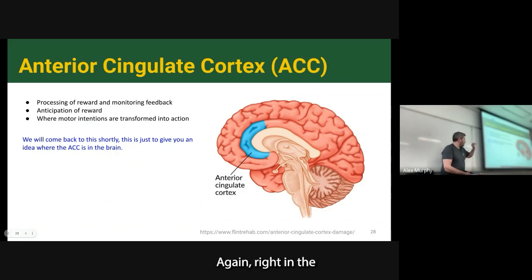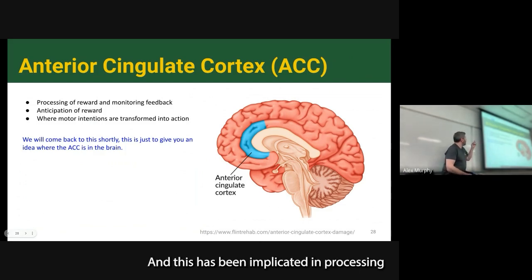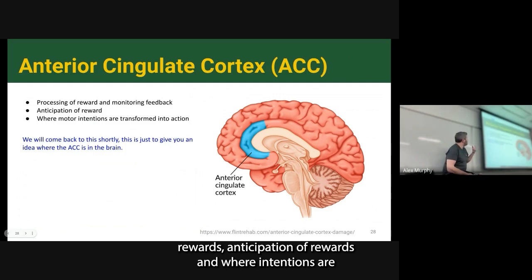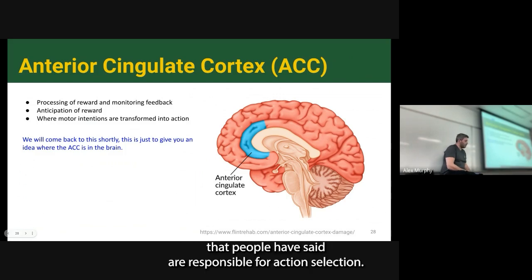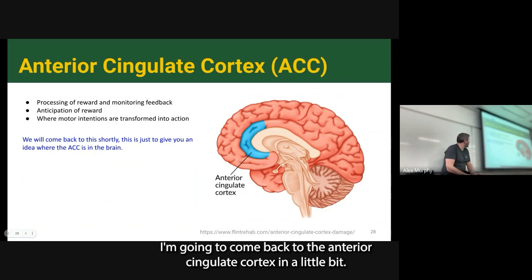It's the frontal part of the cingulate cortex, which just sits over the corpus callosum that connects the two halves of the brain. And this is being implicated in processing of rewards, anticipation of rewards, and where intentions are transformed into actions. And as you might remember from a few slides ago, there's quite a few different places in the brain that people have said are responsible for action selection. So it's not really clear, and the emerging consensus does change over time. And yet we're going to come back to the anterior cingulate cortex in a little bit.